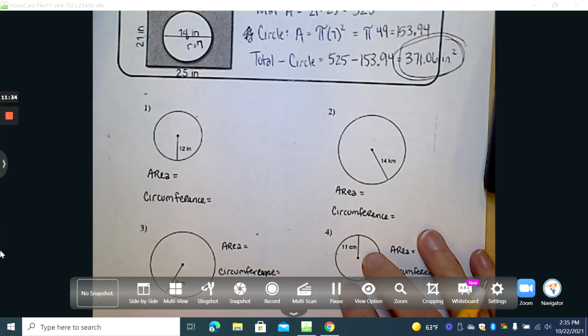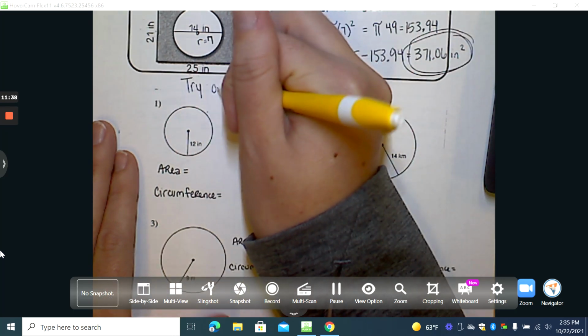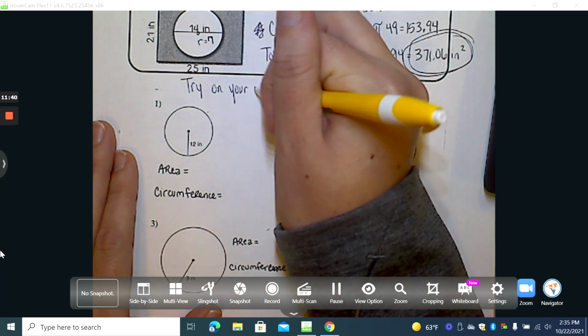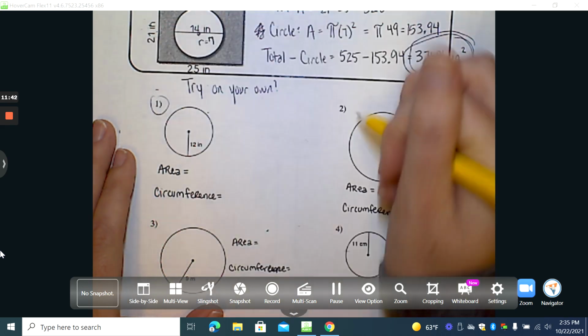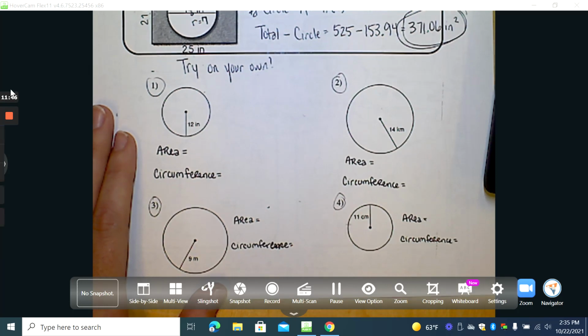So then you're supposed to be doing these next 4. Try on your own for numbers 1, 2, 3, and 4. Area and circumference.